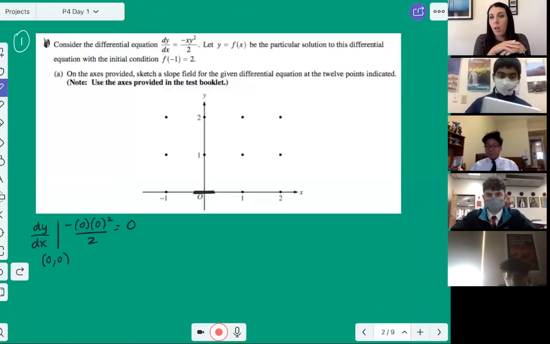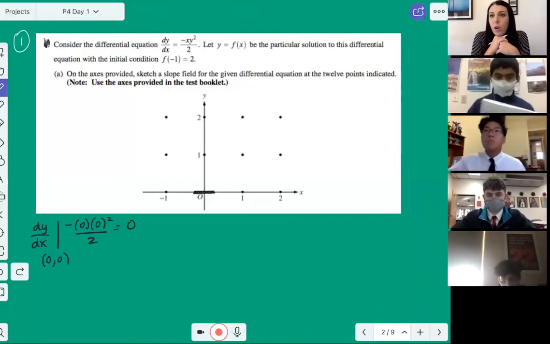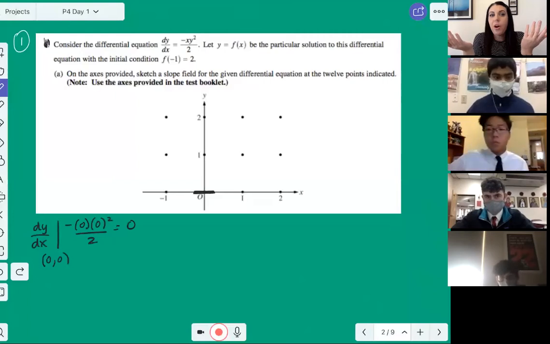Samson. I would say basically anything on the x-axis. Anytime we're on the x-axis, sorry, go ahead. Anytime we're on the x-axis, what? And the slope would just be 0. The slope would be 0. Why is that true, Samson? Because at the x-axis, y equals 0, so this could be negative some value of x times 0 squared divided by 2 to 0. Perfect.